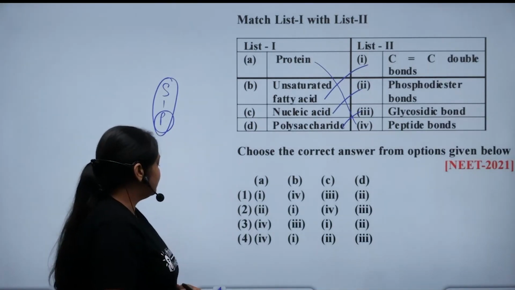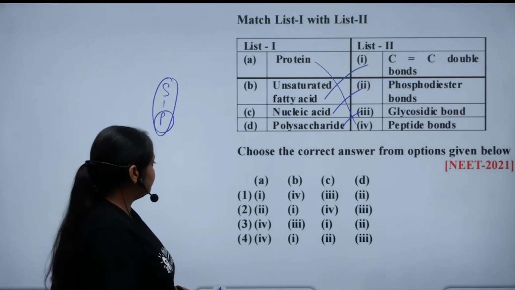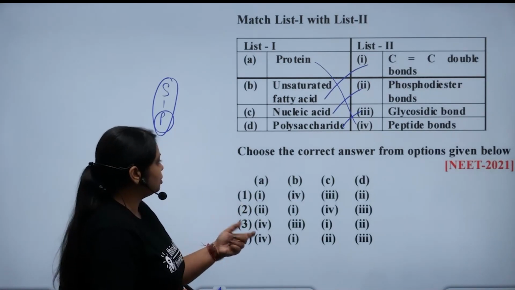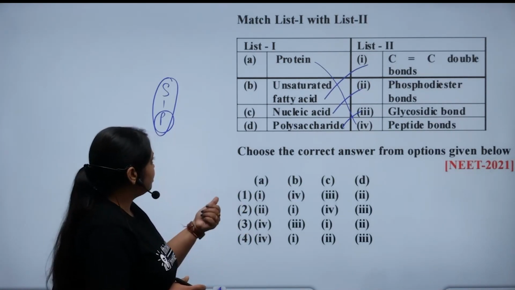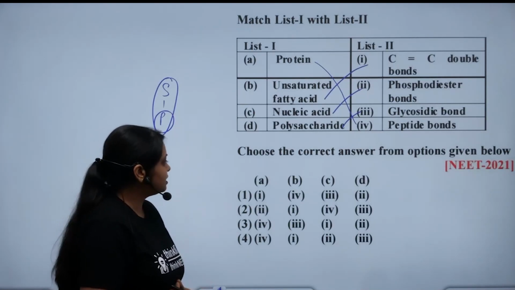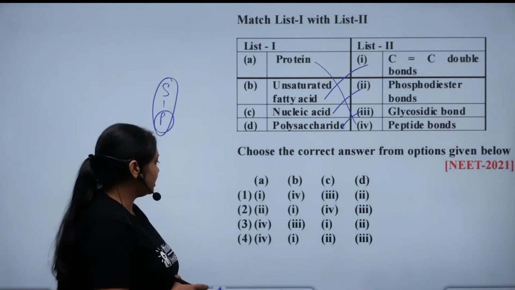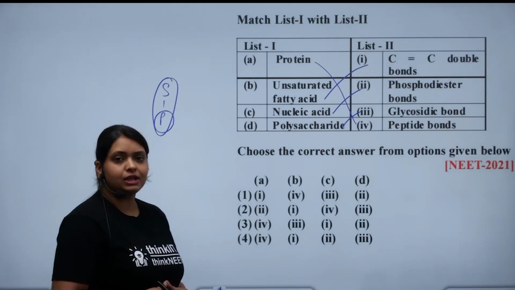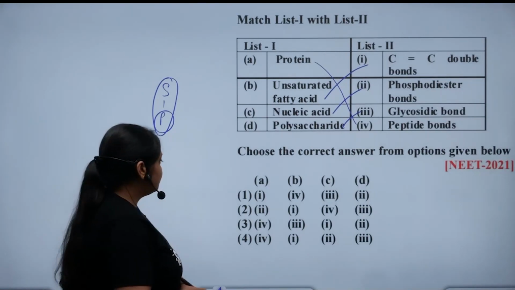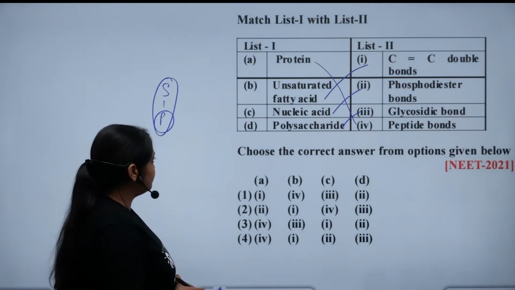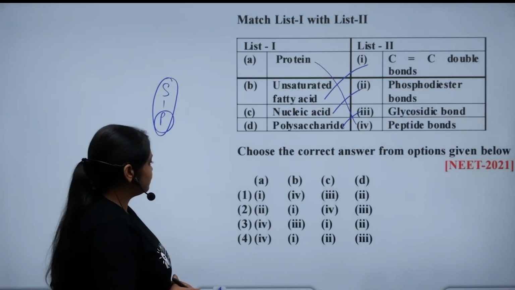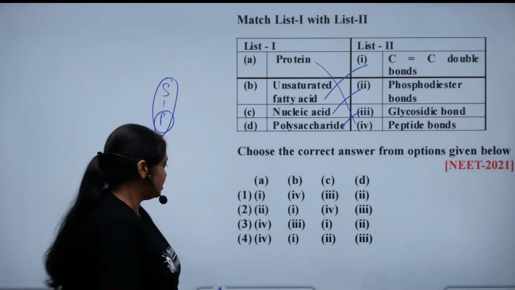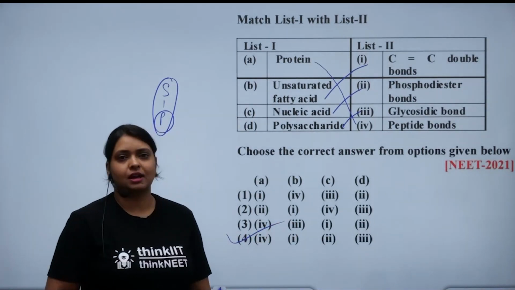Let's see the options. First, for A it is 1, for B it is 4, for C it is 3, and for D it is 2, incorrect. Second option, for A it is 2, for B it is 1, for C it is 4, and D is 3, it is also incorrect. Third option, for A it is 4, for B it is 3, for C it is 1, and for D it is 2, this is also incorrect. Fourth option, for A it is 4, for B it is 1, for C it is 2, and for D it is 3. So here the correct match is given in option number 4, and this is the correct answer for this question.